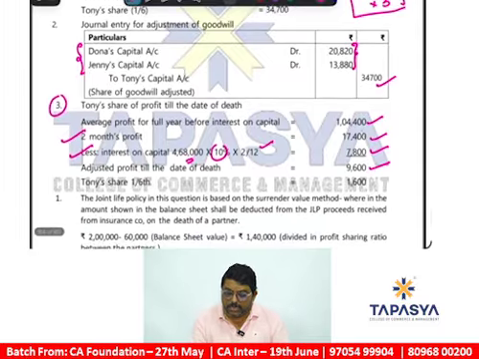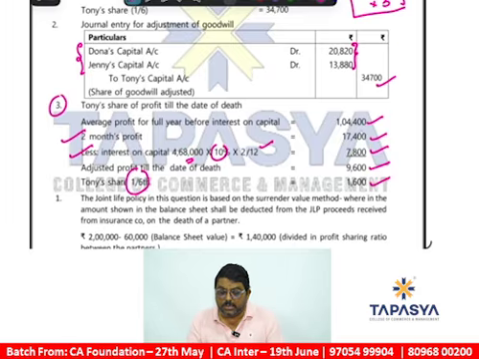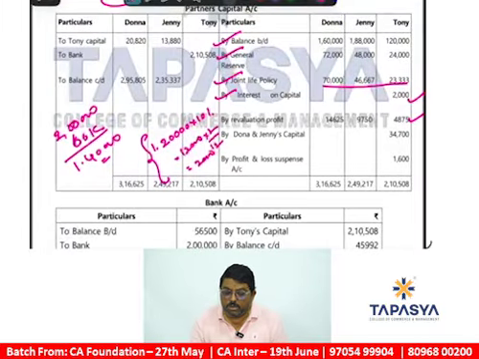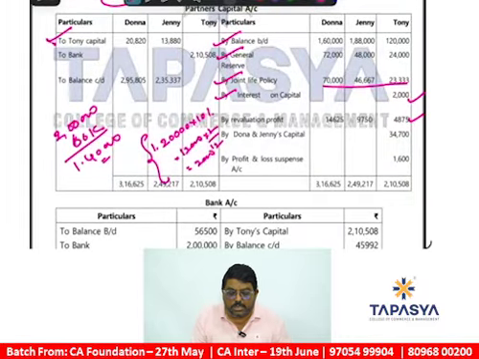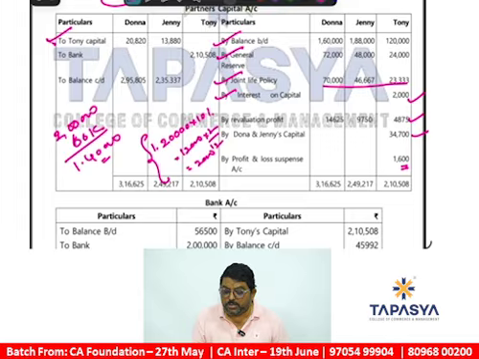after charging interest on capital, profit is 9,600. On the 9,600 his share should be given, 1/6. That is 1,600. For that entry we know very well, P&L suspense to deceased partner's capital account. Come back here, write the last 2 entries. So goodwill debited to Donna and Jenny 20,820 and 13,880, and credited to the deceased partner 34,700, and also share of profit for 2 months, P&L suspense to deceased partner's capital account, 1,600 rupees.